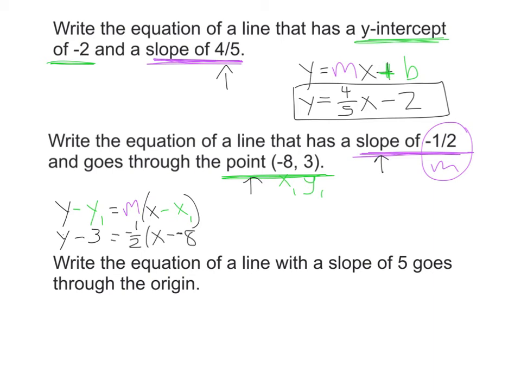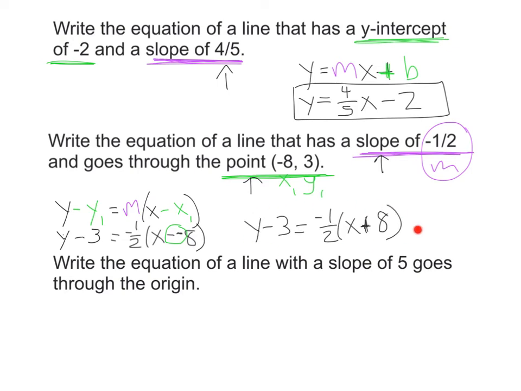So you see what happened there? x minus our x1 value is -8, so I wrote the -8 in there. If I wanted to simplify this just a little bit, I could take these two minus signs, minus a minus, and make a plus. So y minus 3 equals -1/2 x plus 8.